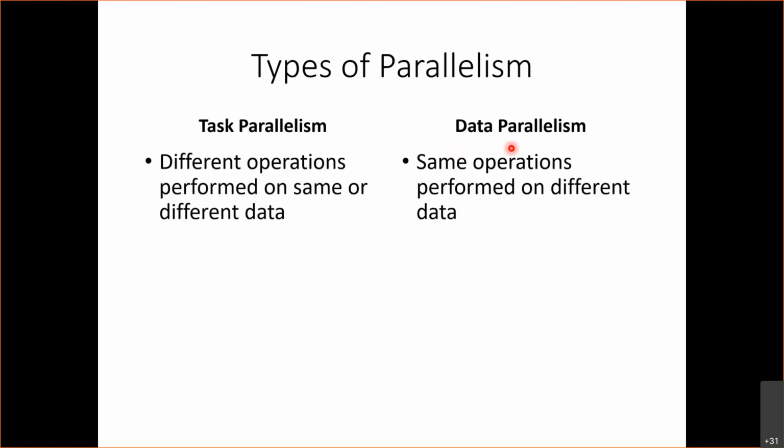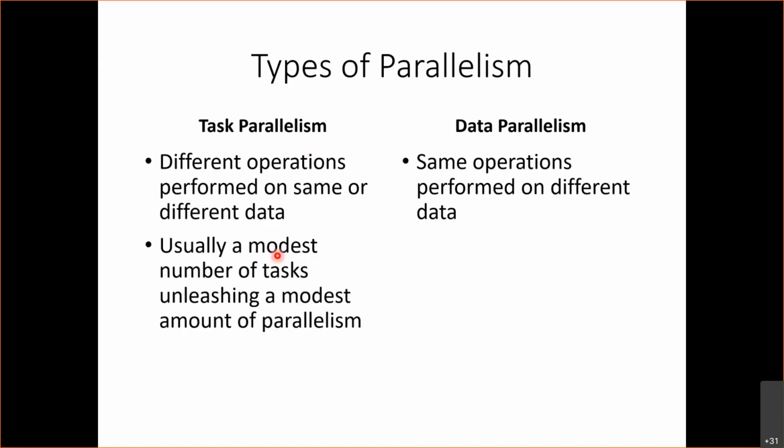Now, usually with task parallelism, you can only unleash a modest amount of parallelism, because in any application, how many different kinds of tasks do you typically do at the same time? Not that many, right? For every different kind of task you have in an application, the programmer wrote a different function or a different set of code that is going to run. So obviously, you're not going to have thousands or millions of different kinds of tasks, each running different kinds of code in your application. So usually, the amount of task parallelism in an application is small.